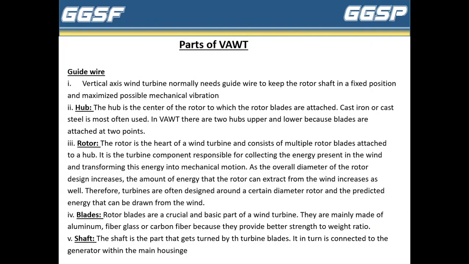These are the parts of a vertical axis wind turbine. First, the guide wire. A vertical axis wind turbine normally needs guide wire to keep the rotor shaft in a fixed position. Second, the hub. The hub is the center of the rotor to which the rotor blades are attached. Cast iron and cast steel are most often used in the hub. In a vertical axis wind turbine, there are two hubs, upper and lower, because blades are attached at two points.